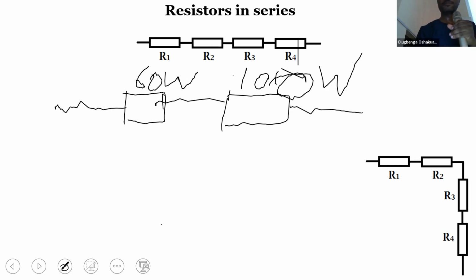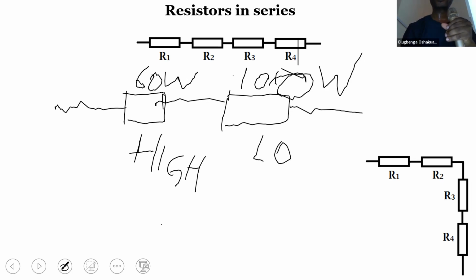Let me use the value. Let's just put high resistance, and this is low resistance. When they are connected in series, the same current will flow.